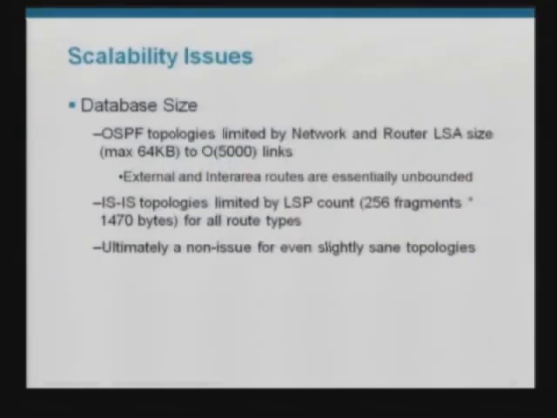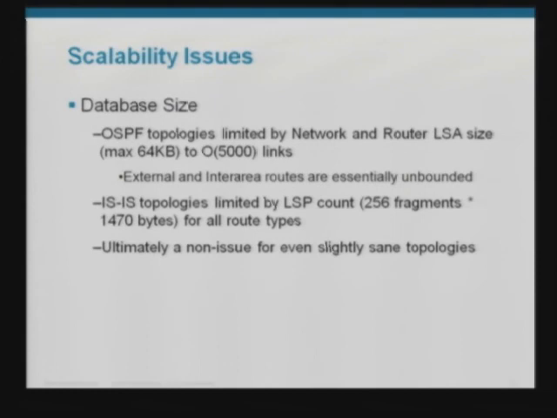Now the scalability issues, we are going to talk about that. What are the limits? In the OSPF case, the limits are basically on the network and the router LSA, because you have a certain boundary that you can go up to. Approximately 5,000 links you can represent in one single LSA, because more than that, you have to deal with fragmentation.